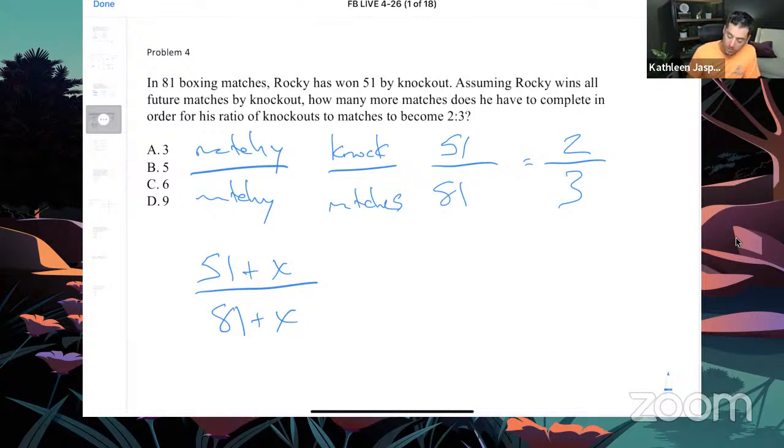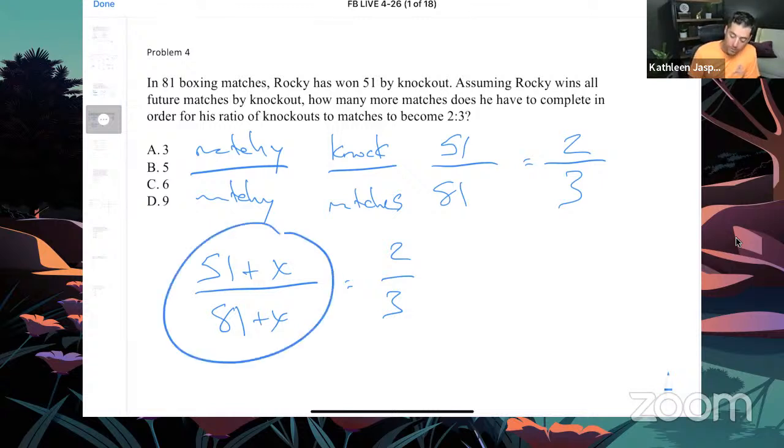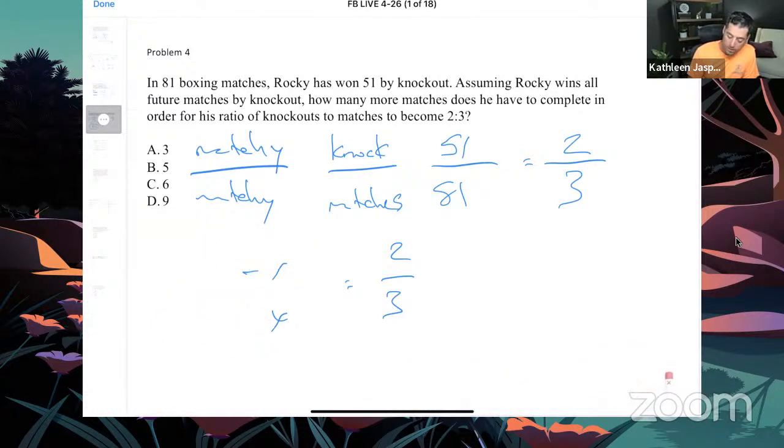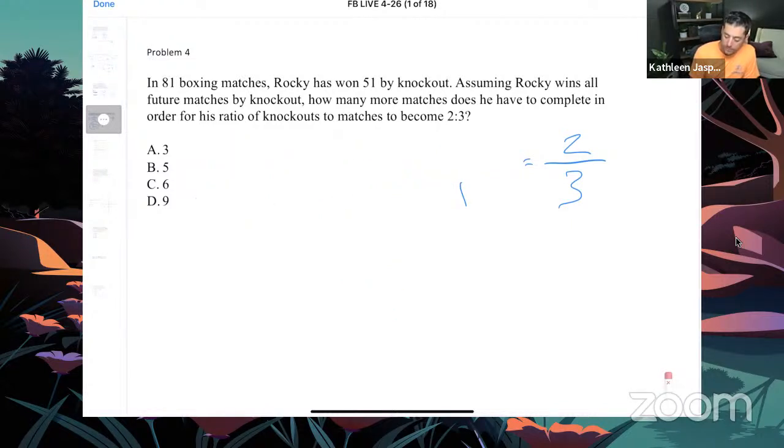If it was 51 plus x over 81, that doesn't make sense, because this x has to at least be one more match that he has. So that's why it's going to be this right here. Now this is going to eventually equal 2 over 3. That's how we got our proportion, and this is important. It's 51 plus x over 81 plus x is equal to 2 over 3. I want room so I can do the math here.